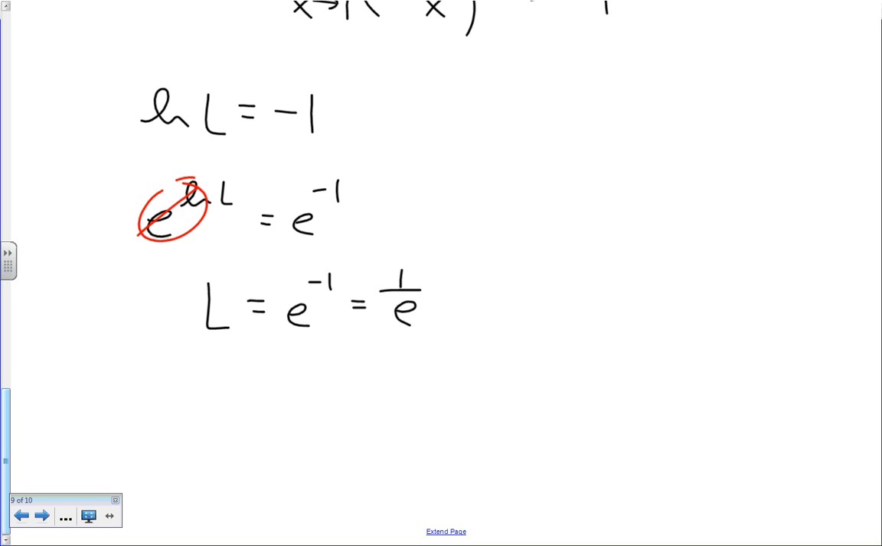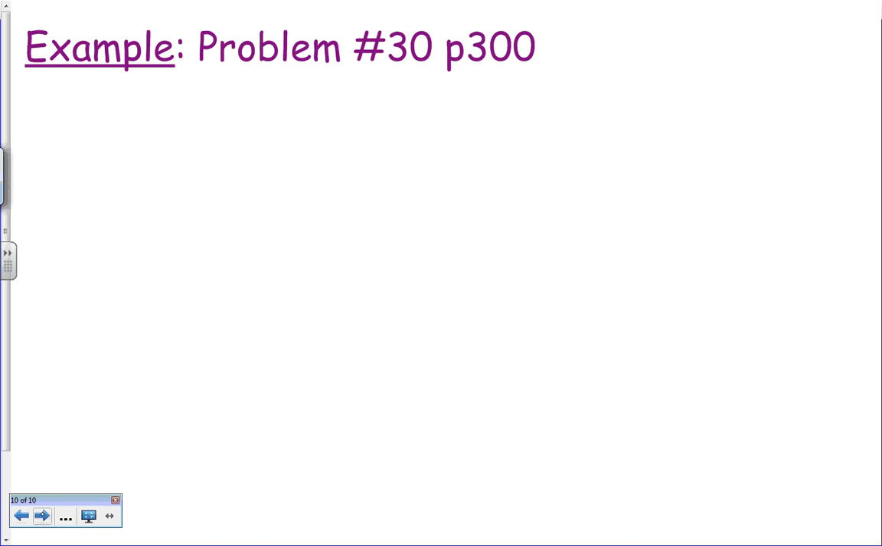And then once you get that, you still got to go back and find out what L equals. You'll have what the natural log of L equals. So there's a lot of steps involved in this one. Let's take a look at one more example.